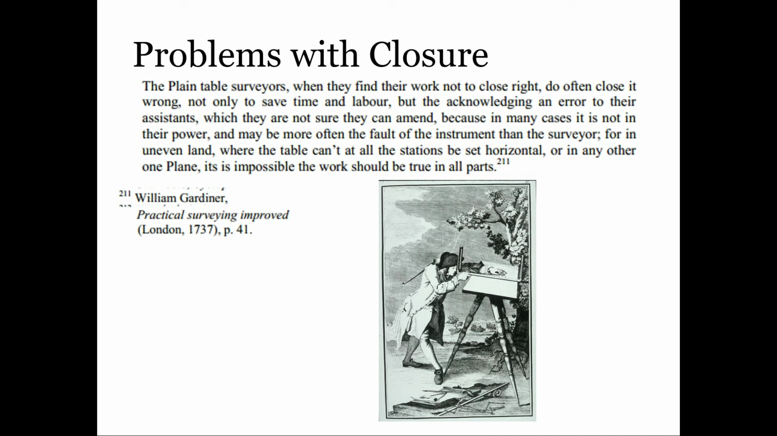But the problem is that it may not be within their power to even be able to amend that drawing and to do the proper closure because the line distances and the angles may be different because the table is at a slightly different plane. The mathematics are much more difficult. And so it may not be, as William writes here, the fault of the instrument rather than the surveyor, or the uneven land and where the table can't at all stations be set horizontal or in one plane consistent between all those, so that it's impossible that the work should be true in all of its individual parts. So that is a potential issue.